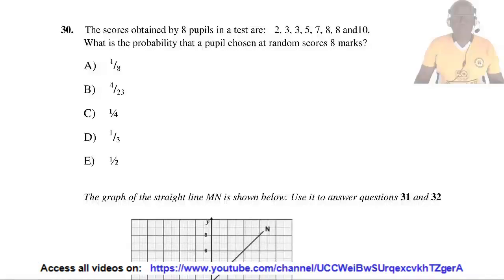Question 30. The scores obtained by 8 pupils in the test are 2, 3, 3, 5, 7, 8, 8, and 10. What is the probability that a pupil chosen at random scores 8 marks? The total number of pupils equals 8, and the number of times 8 occurs in the marks equals 2. So the probability equals 2/8, which equals 1/4. So the answer is C.